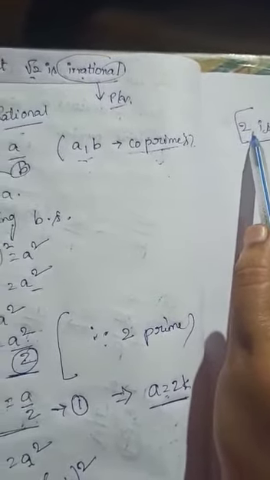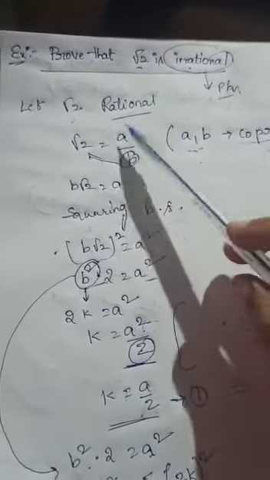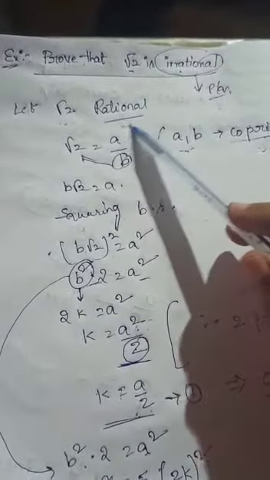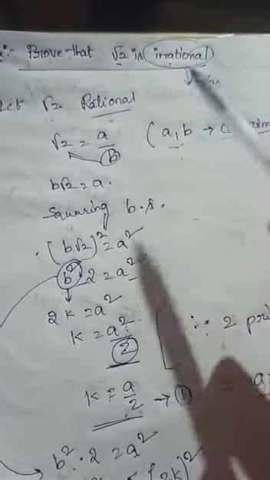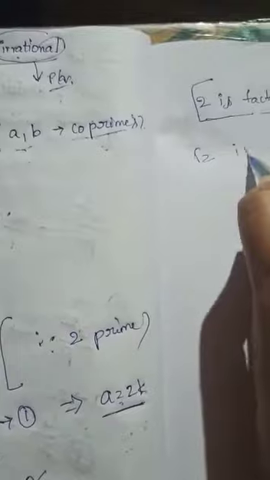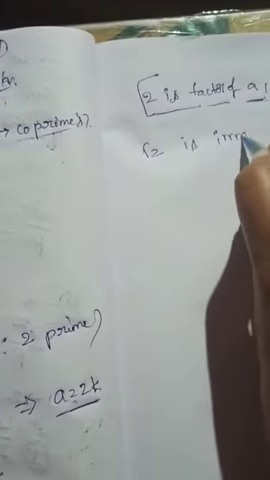Okay. So our assumption is wrong. Root 2 is rational, our assumption is wrong. So root 2 is irrational. Okay.